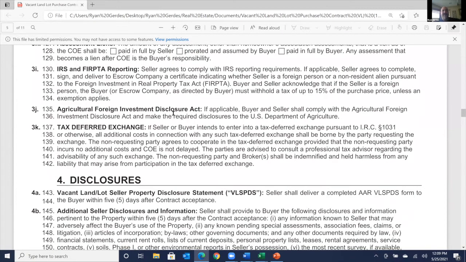Agricultural Foreign Investment Disclosure Act. That would be something that you'd want to have a discussion with your real estate wealth manager to see if this applies. Tax deferred exchange. If you are an investor and you are buying or selling real estate, you are going to want to make sure that you have this identified as a 1031 with your qualifying intermediary prior to close.